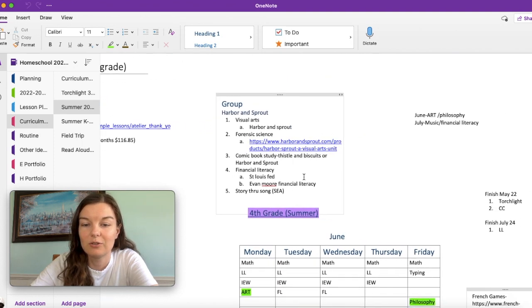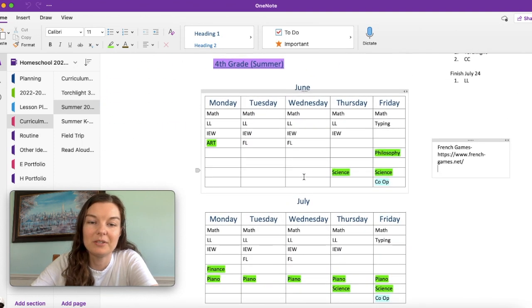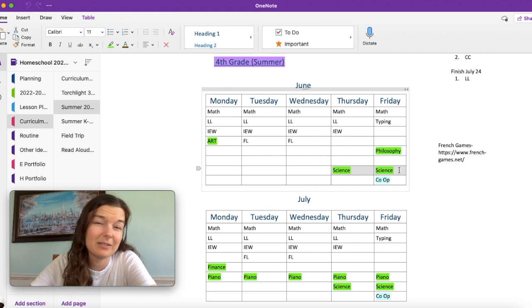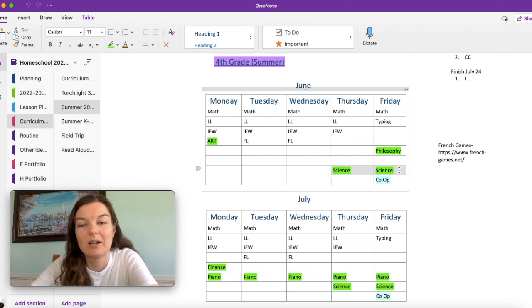So let's go over here to actually mapping it out. This is super easy to do on OneNote. So just creating little tables and everything. So you can see 4th grade summer, June, Monday through Friday. One thing I did leave in here is science, because we may still incorporate science if my kids really want to. So I wanted to put it in there, but obviously green things are color-coded to be group subjects, so things we would do together.